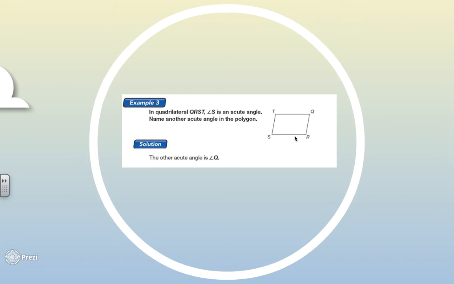Typically, when you have an angle that is smaller than 90 degrees, the opposite one will also be smaller than 90 degrees.